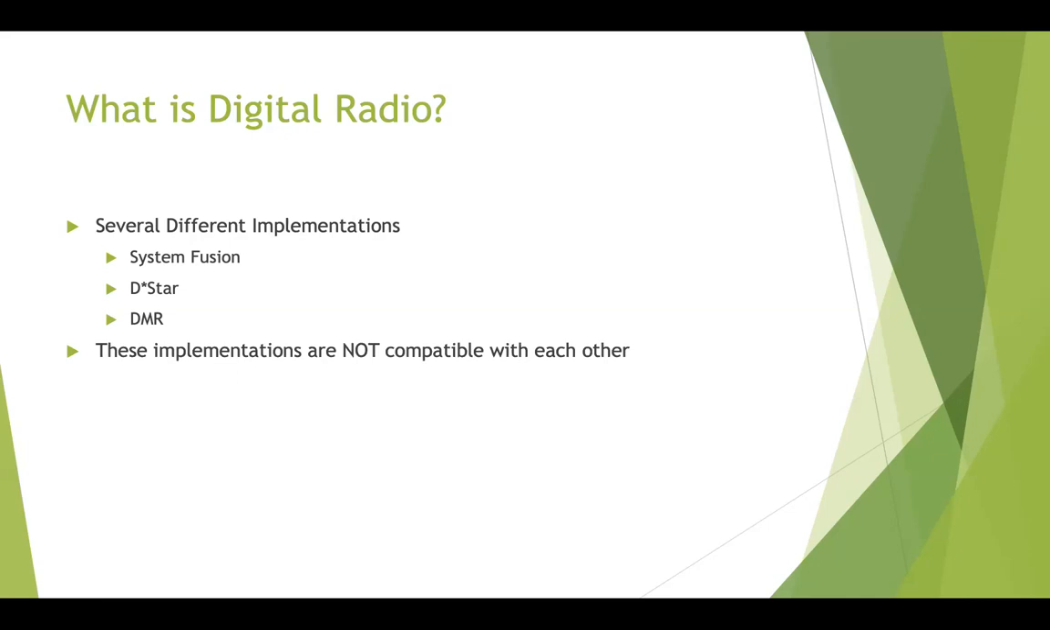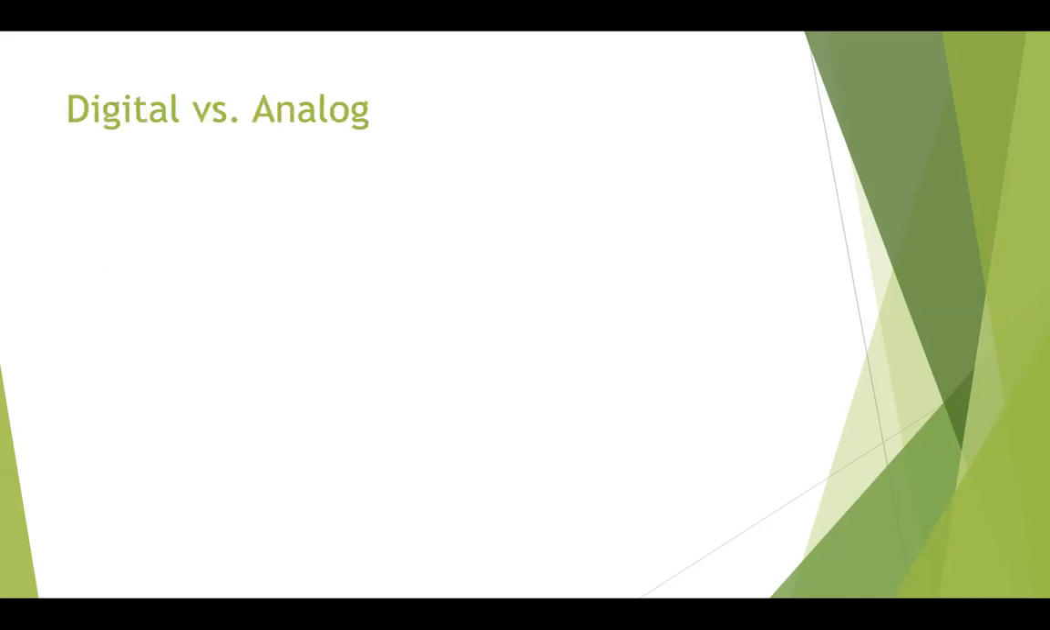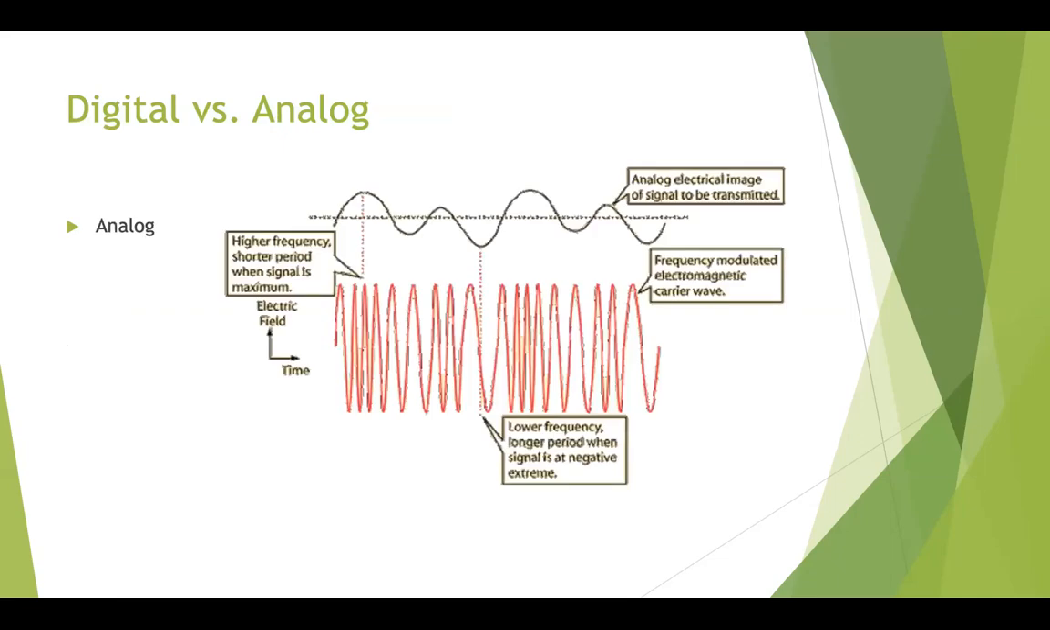So let's talk a little bit about digital versus analog. Why do we want digital versus analog? So let's talk about how we take an analog signal and we put that into the radio. So here's our analog signal that's coming in here, and this is frequency modulation, right? So we're actually adjusting the frequency of our wave to carry this extra information that's being given to us, right?